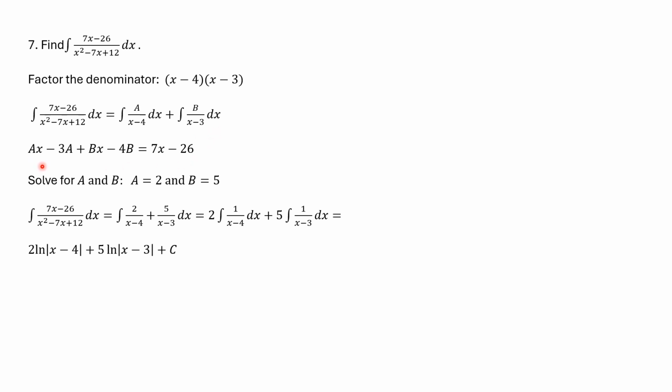So, setting the numerators equal, I'm going to find that a equals 2 and b equals 5. So this one is 2 times the integral of 1 over (x minus 4) dx plus 5 times the integral of 1 over (x minus 3) dx, or 2 times the natural log of the absolute value of x minus 4 plus 5 times the natural log of the absolute value of x minus 3 plus c.